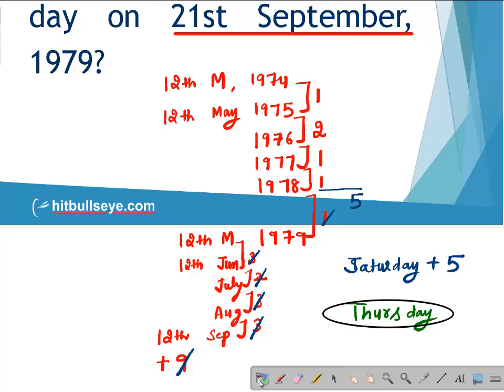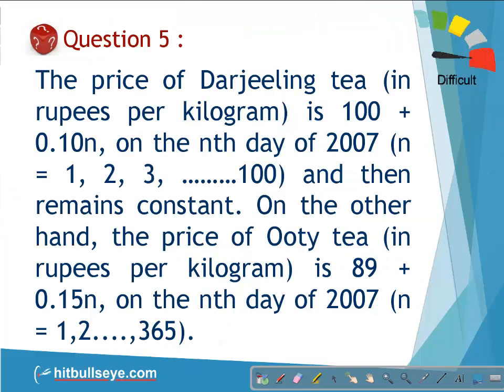Right, students? Okay, now let's go on to the next question. It's a lengthy question. The price of Darjeeling tea was given to be 100 plus 0.10 N on the nth day of 2007. That is day 1, it will increase by 0.1, day 2, it will increase by 0.1 2 times and so on. And then it remains constant after 100 days.